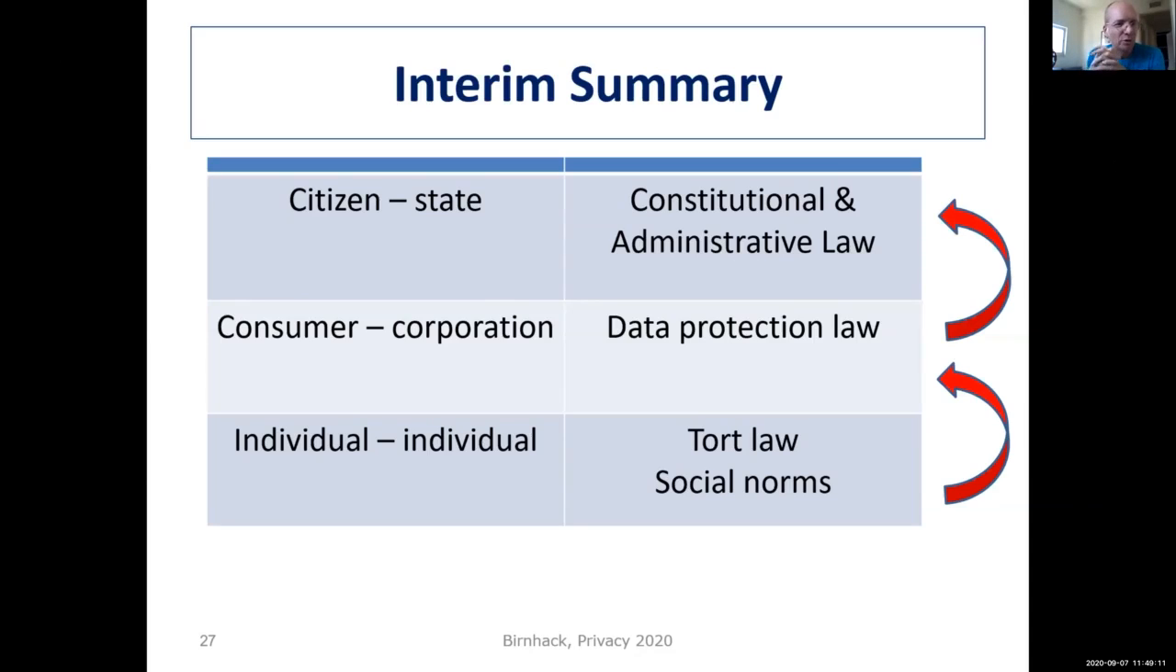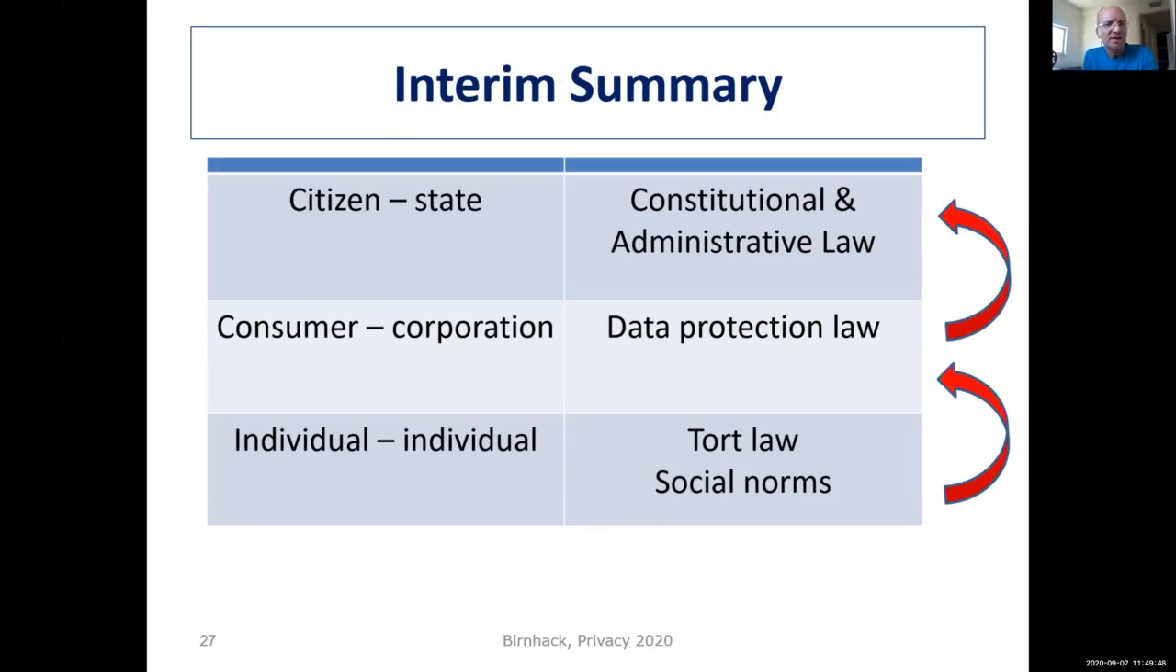So we have seen, just as an interim summary, that we sometimes are citizens and we interact with the state, and the law responds with constitutional and administrative law. Sometimes we are consumers and then we interact with corporations, and this is where data protection law comes into play. And sometimes we are just human beings and interact with other human beings. And this is where tort law and social norms come into play. However, the arrows on the right indicate that these are not independent categories. They all mix together in mysterious ways, invisible in some cases.